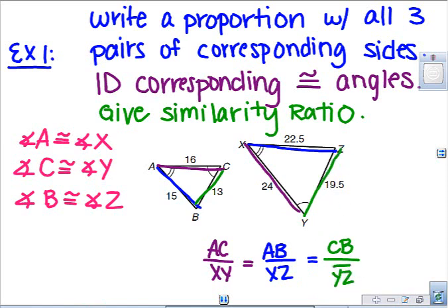They actually want the similarity ratio, so they want us to solve and see what the ratio is. So we can use any of these three, it doesn't matter which one, and then we'll reduce our fraction. So let's just use our first. AC is to XY, and that reduces. 8 goes into both of these. 8 goes here twice and 3 times. So your similarity ratio is 2 to 3. That means the smaller figure is 2/3 the size of the larger one.